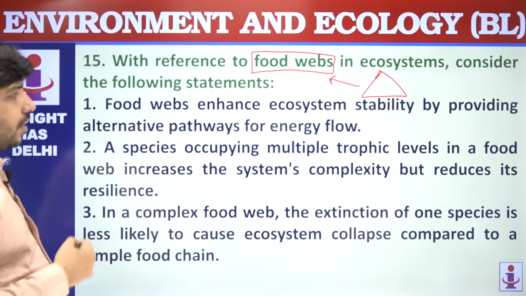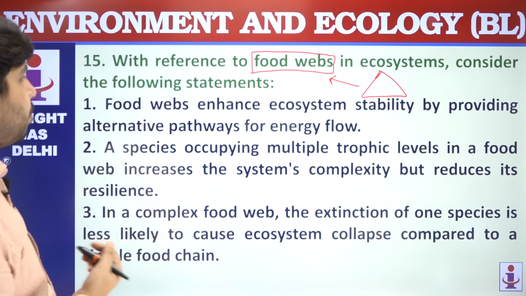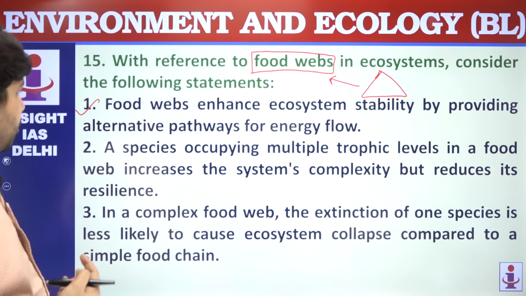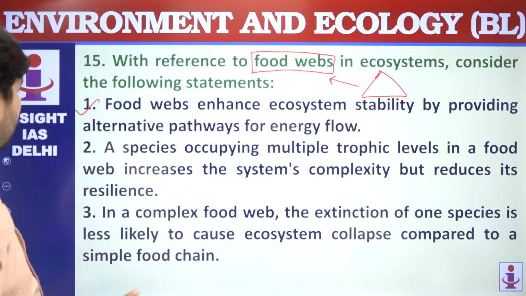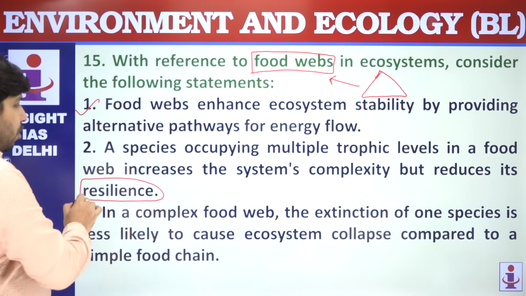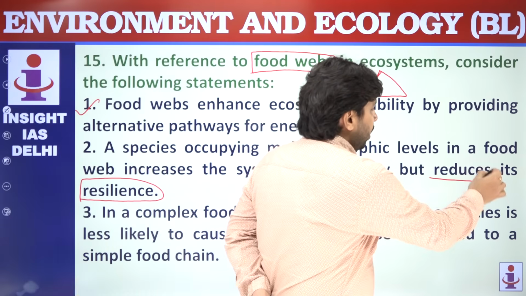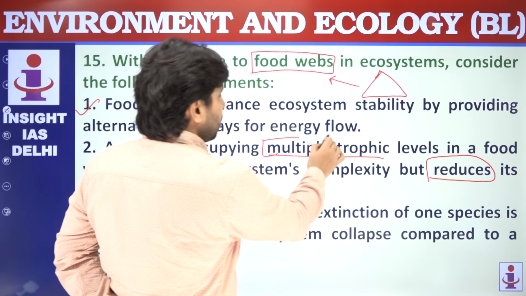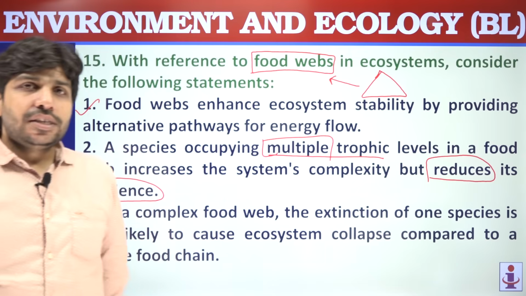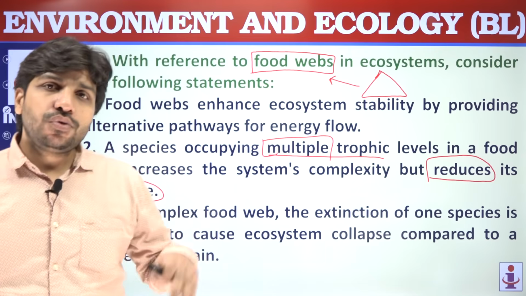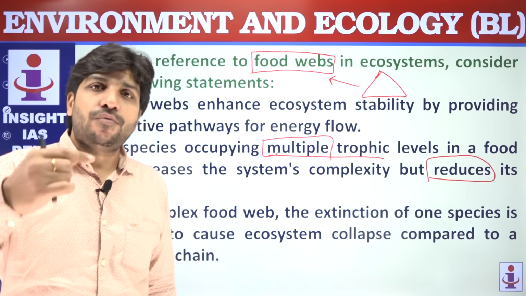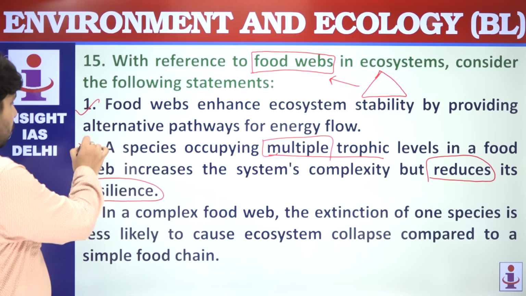Food webs enhance ecosystem stability by promoting alternative pathways for energy flow. Yes, ecosystem stability is enhanced. A species occupying multiple trophic levels in a food web increases the system's complexity but reduces its resilience. Here it is saying it reduces resilience. If an organism occupies multiple trophic levels, then it will enhance its resilience, not reduce it, because that species will not be dependent on only one other species. So statement 2 is not correct.